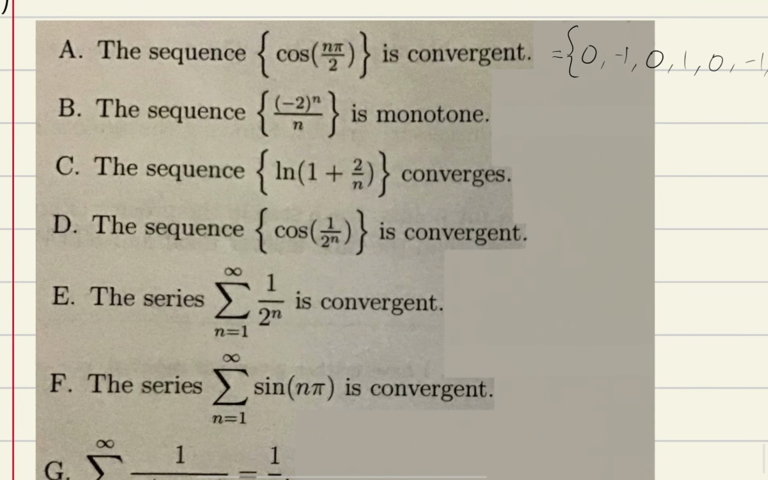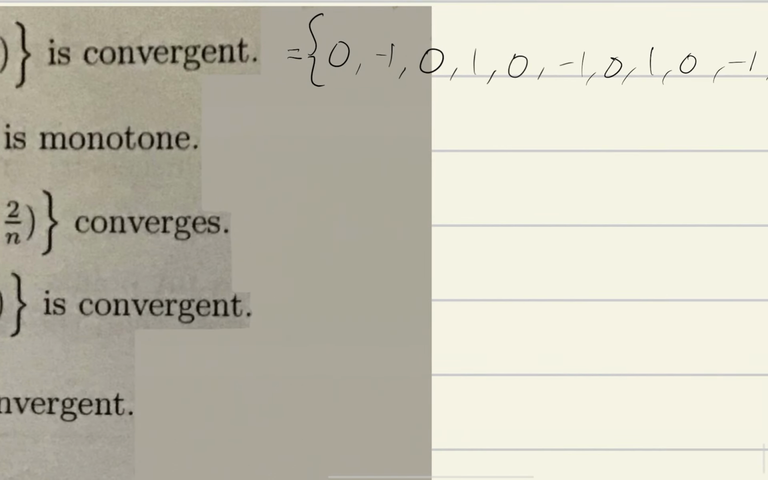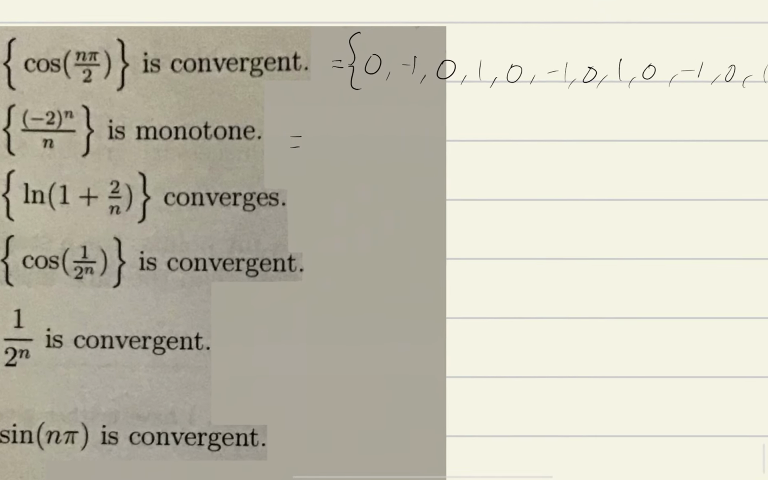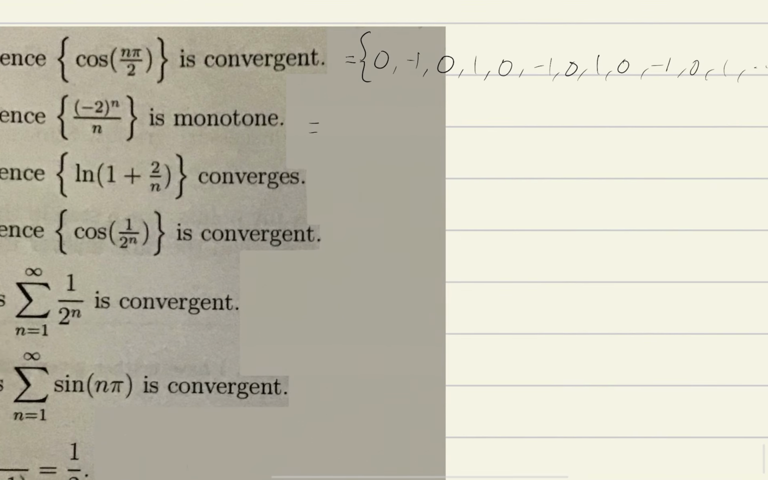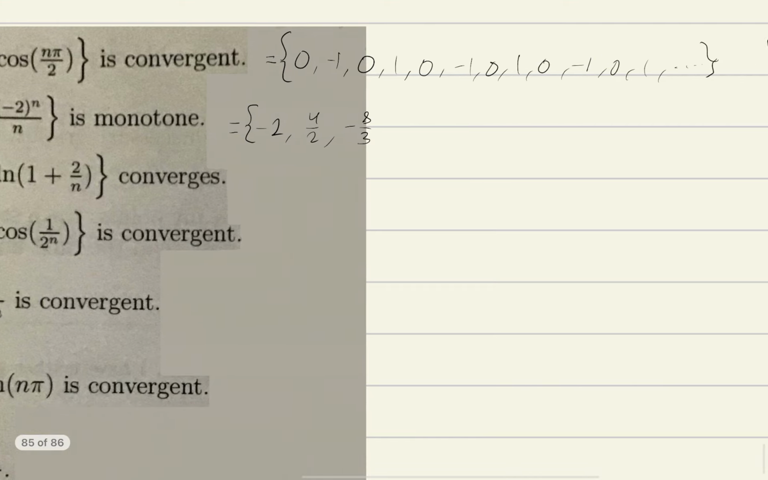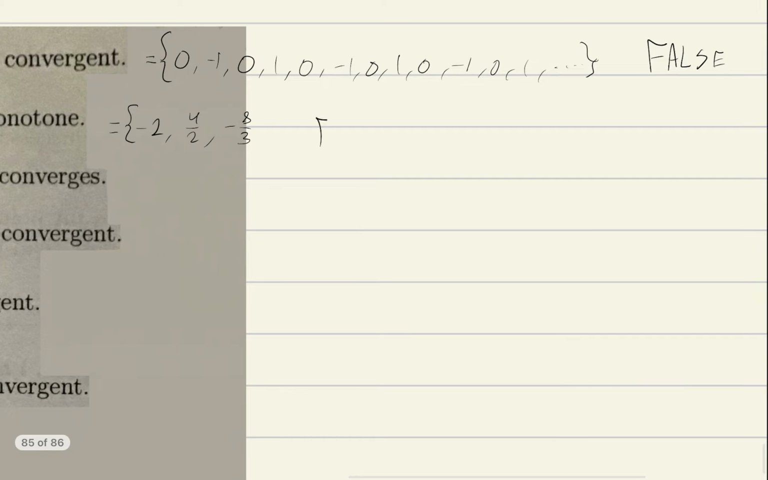Next, the sequence -2 to the n over n is monotone. We can test this again by plugging in values. With 1, we get -2. With 2, we'd get 4 over 2. And with 3, we'd get -8 over 3. We can stop right there because we can see that we are increasing and decreasing, which means this would also be false.